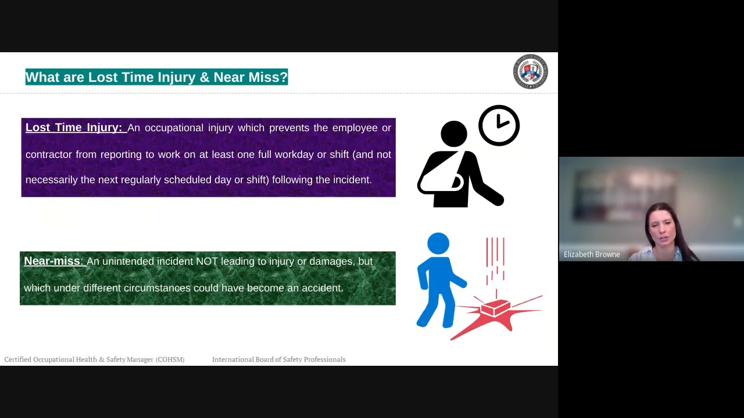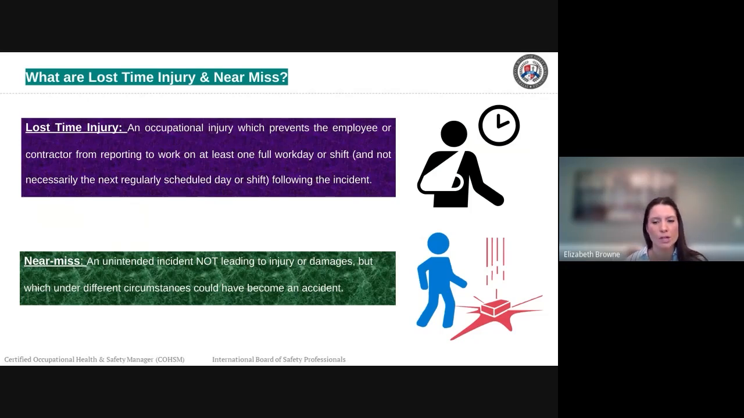But if an employee is injured to a level where they must miss at least one full workday, and it might not even be the next regularly scheduled workday, but a doctor determines they would not be able to work the next day, then that could be considered a lost time injury. A near miss is an unintended incident that occurred but did not lead to injury or physical property damage, but under different circumstances could have become an accident.